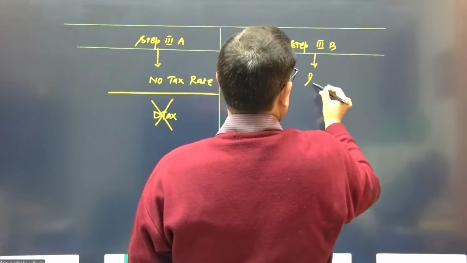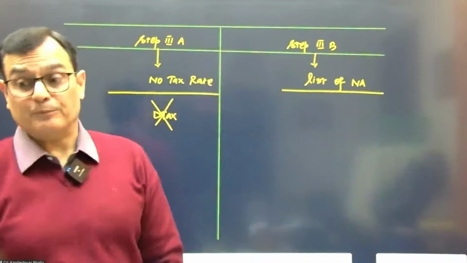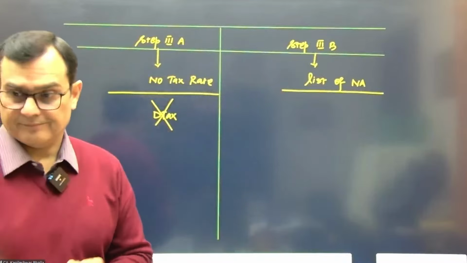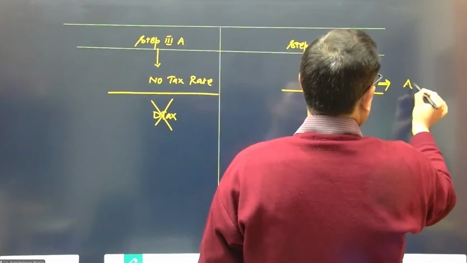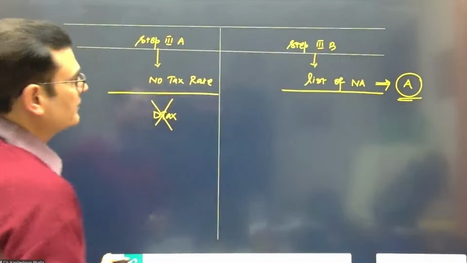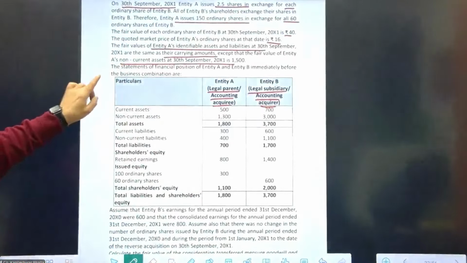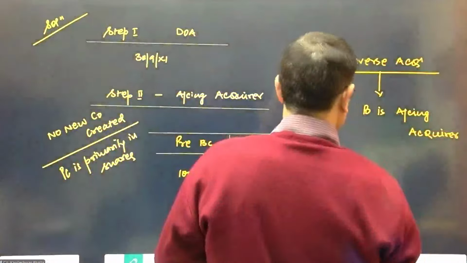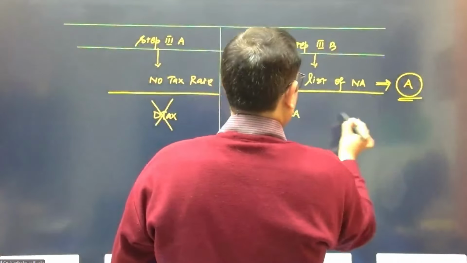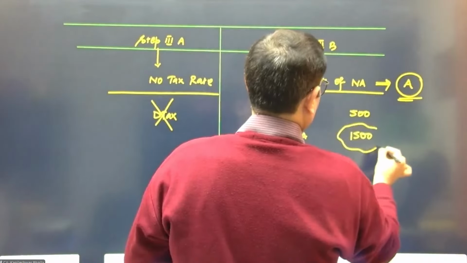We make a list of net assets. Are you going to take the net assets of A or the net assets of B? A. Yes, we're going to take the net assets of the accounting acquiree, so the net assets of A. I think we're just given one fair value, the rest all book value. Current assets is 500. Non-current assets, we've taken the fair value, that is 1500.